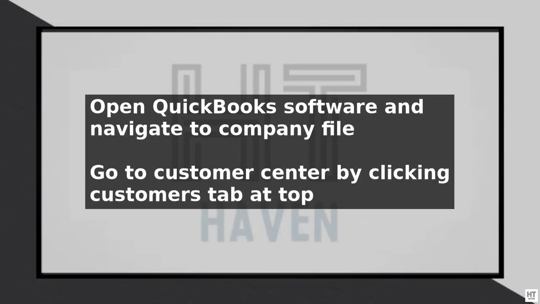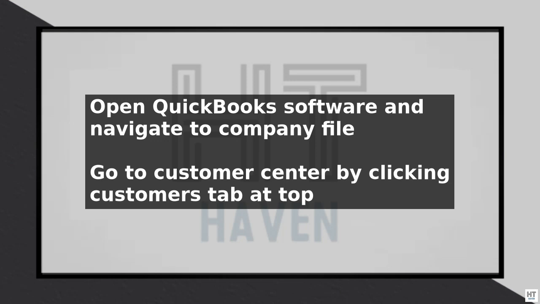To mark an invoice as paid in QuickBooks, start by opening the QuickBooks software and navigating to the company file you want to work with. Once you have opened the company file, go to the Customer Center by clicking on the Customers tab at the top of the screen. In the Customer Center, find the customer who has paid the invoice and click on their name to view their details.